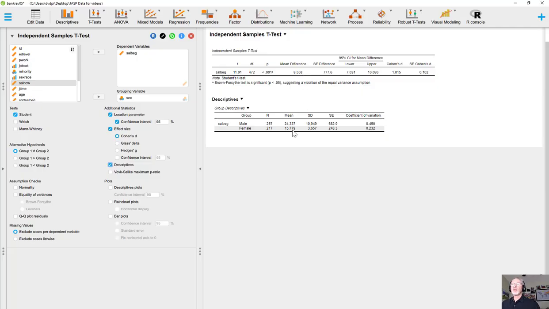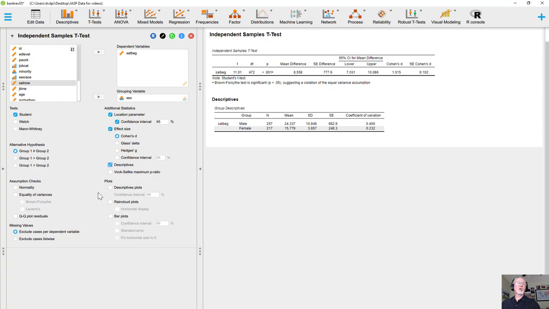Males are making $8,558 more than females. We have a confidence interval for estimating that difference, which implies that it's likely that the true difference is somewhere between $7,000 and $10,000. The effect size estimate is 1. 0.8 and above is a strong effect, so this appears to be a strong effect.